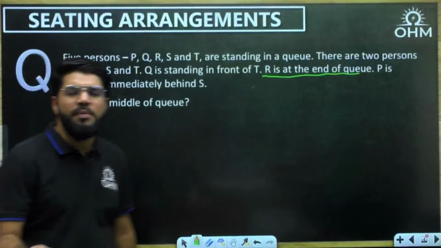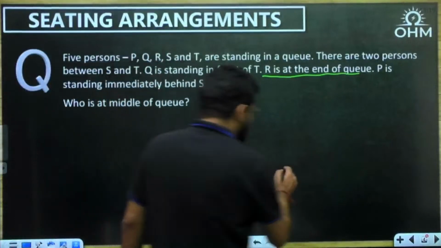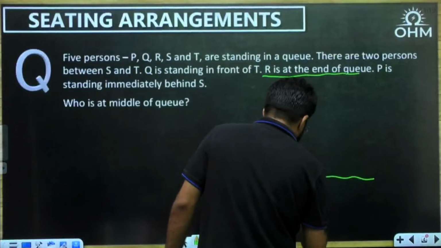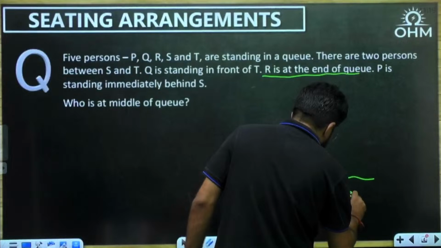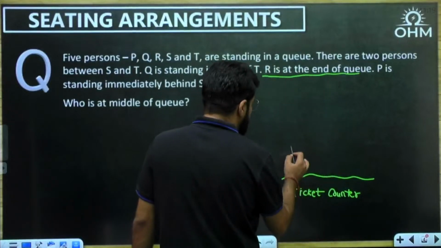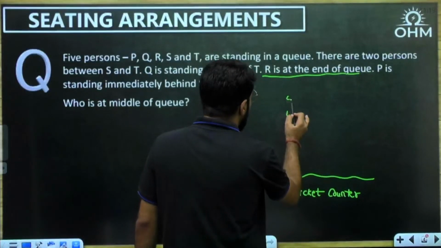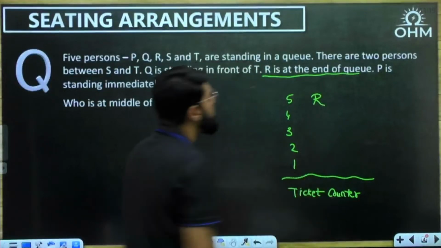They are standing in a queue, maybe to purchase a ticket or for any such queue. Suppose this is some ticket counter, and to purchase tickets, persons are standing in the queue. Let's say these are positions 1, 2, 3, 4, 5. R is at the end of the queue. That is now known to me.